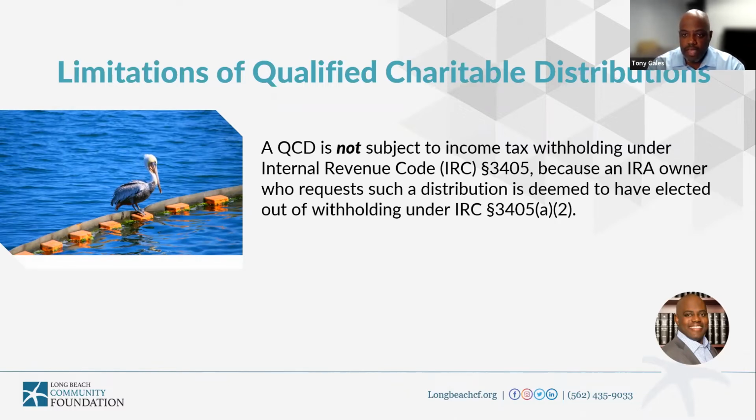So in the example of $40,000, let's say I had a 20% individual rate for federal purposes and a 10% California rate. That'd be roughly 30% in tax that would be withheld on a normal RMD. That 30% would not be withheld if I were to do a qualified charitable distribution for that year.